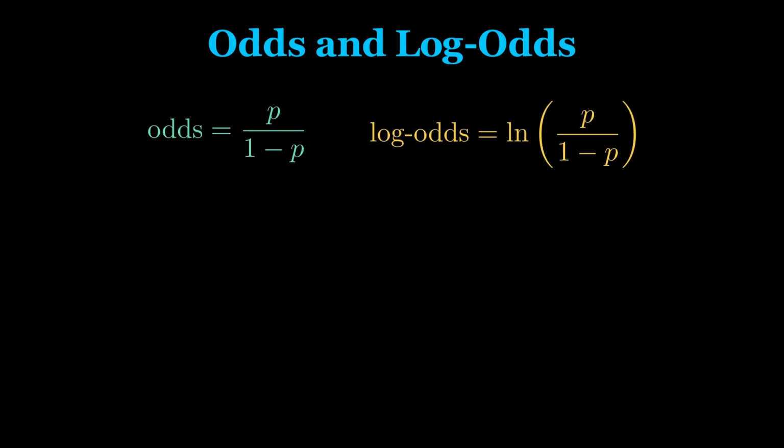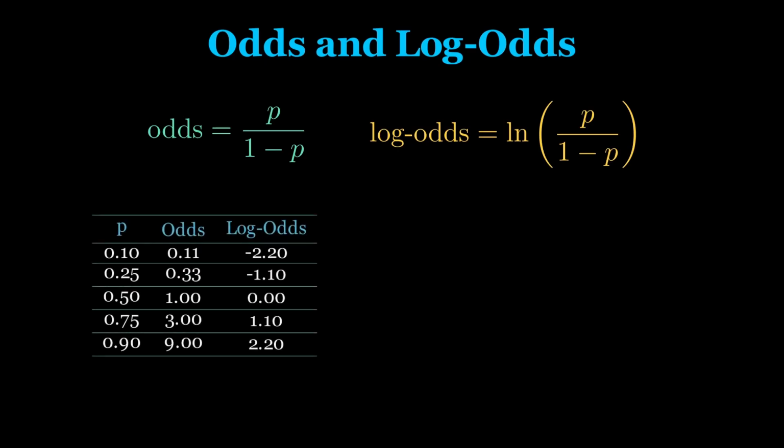The quantity inside the logit function has a name of its own, and it's worth getting comfortable with it. P over 1 minus p is known as the odds, and the natural log of the odds is known as the log odds. So the logit of p is simply the log odds. Let's put some numbers to it. A probability of 0.5 gives odds of 1 and log odds of 0.